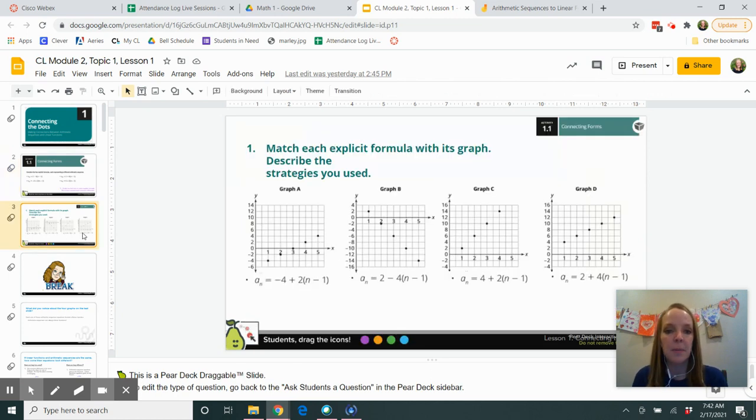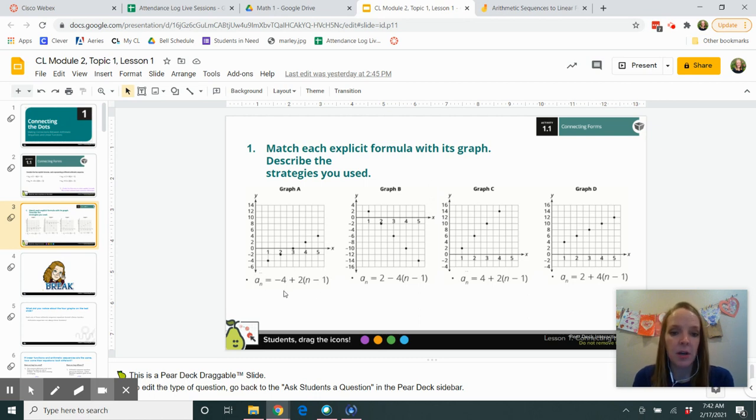So just to make this a little bit easier, I went ahead and put each graph, and then we were gonna drag and drop the equations that went with it. I went ahead and did it for you, okay? But I wanna explain it. So when I'm looking at this graph, how did I know that this equation worked?